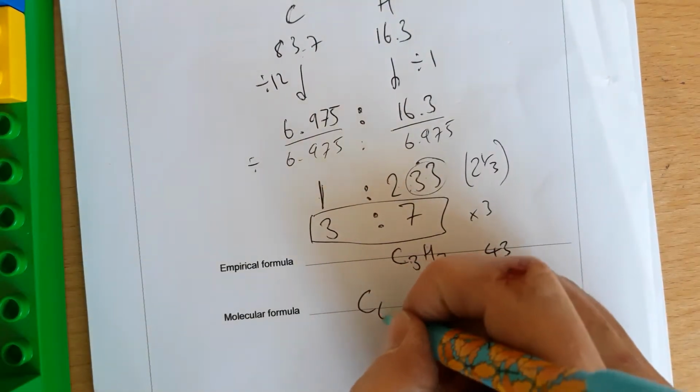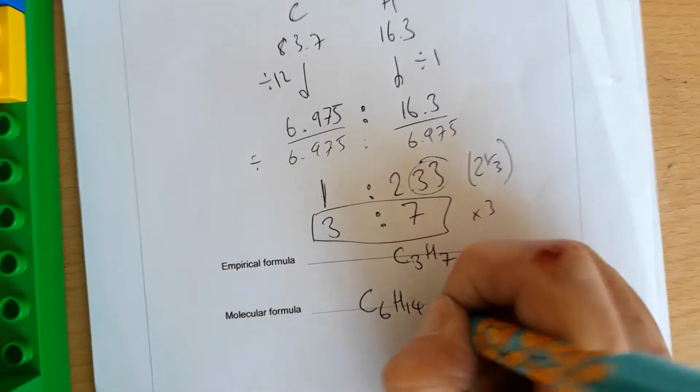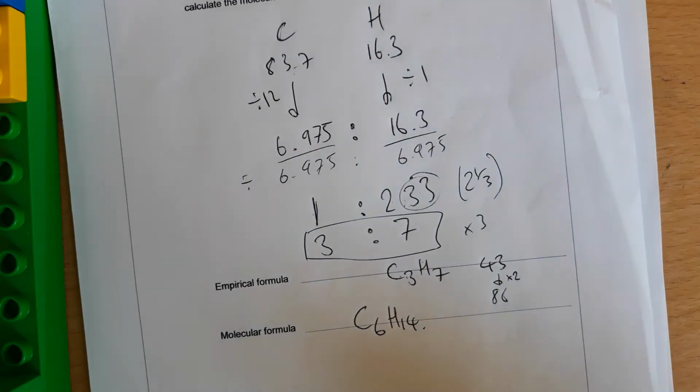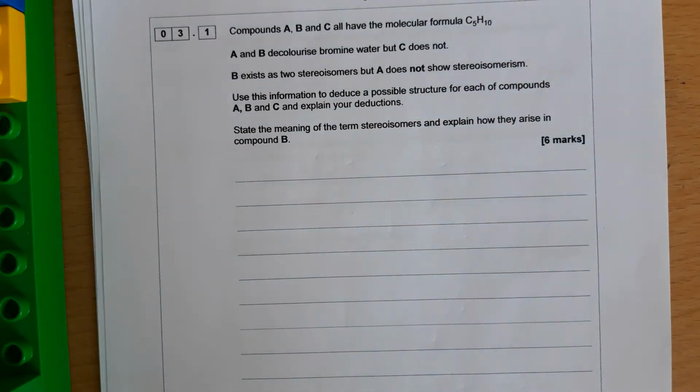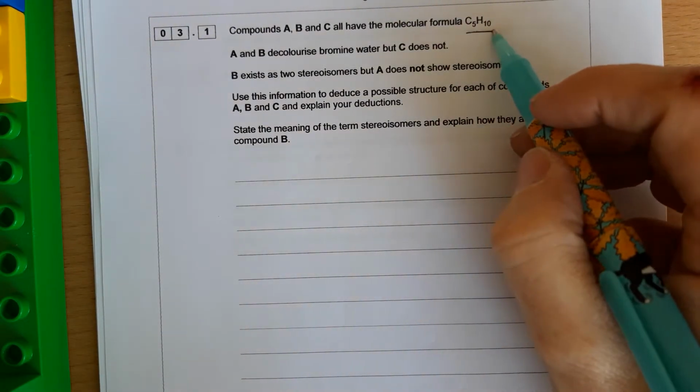So the actual molecular formula must be C6H14. Mark scheme, boom, smashed it, 4 marks. Alright, compounds A, B and C all have the molecular formula C5H10. C5H10, okay, so not an alkane, is it? C5H12 would be an alkane.